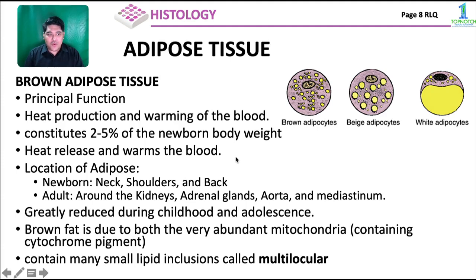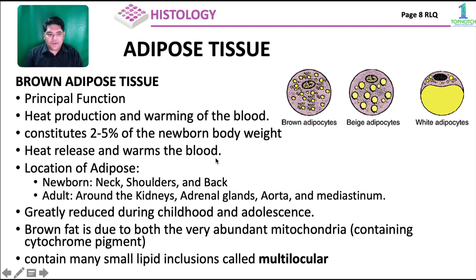Saan nakikita ang inyong brown adipose tissue? Sa mga newborn, sa neck, sa shoulder, and sa back. Yung mga exposed usually, no? And then sa adult, around the kidneys, adrenal glands, aorta, and mediastinum. Now, when you grow, kapag lumalaki na, nababawasan na rin ang brown adipose tissue.